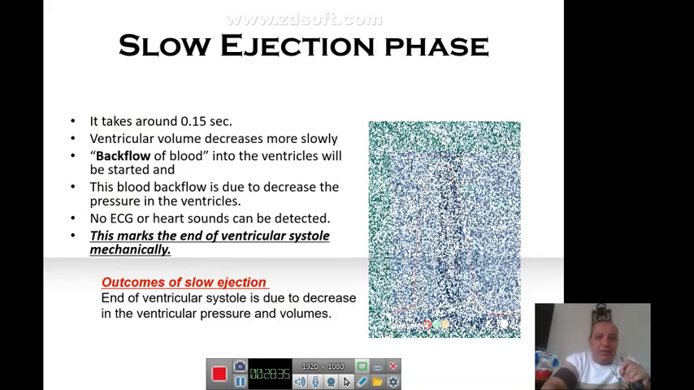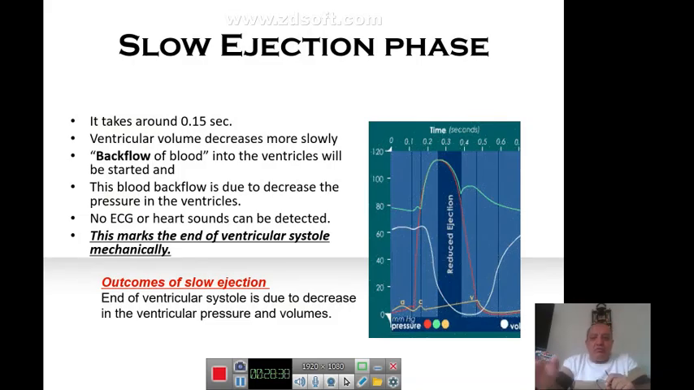Now we will move to the slow ejection phase. What's the meaning of slow ejection phase? We said during rapid ejection phase the volume of the blood is maximum in the ventricles and the pressure in the ventricle reaches the maximum.